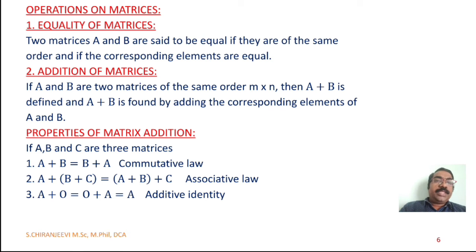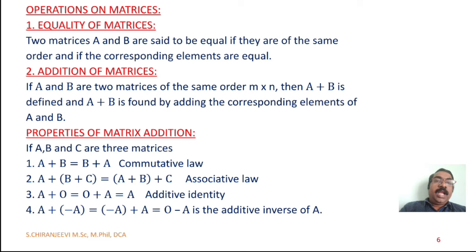A plus 0 equal to 0 plus A equal to A. A is the additive identity. A plus minus A equal to minus A plus A equal to 0, where minus A is the additive inverse of capital A.